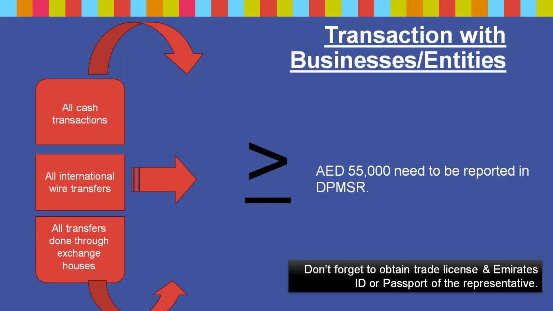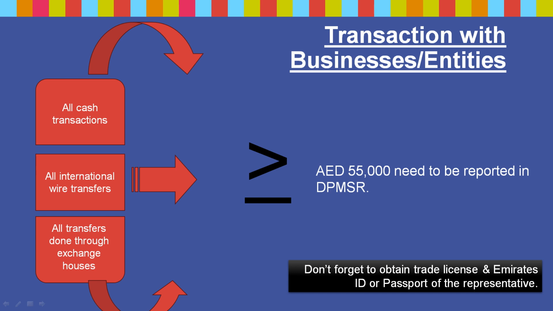So let us move on to the third category, that is transactions with the businesses or the entities. Now, I request you to please pay keen attention here, because here you might come into a dilemma or a confusion. But need not worry, I have made things simpler so that you can understand it. So what are the things we should be very careful about here?